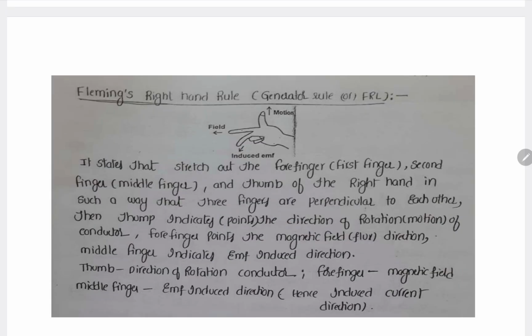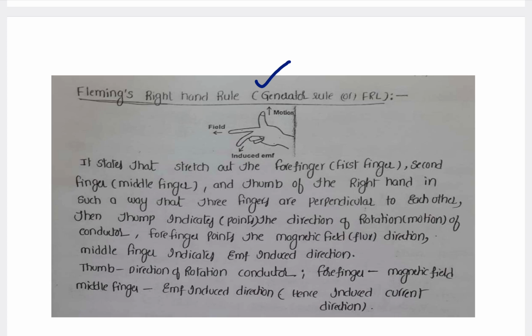The direction of the EMF induced in a conductor or coil we determine with the help of Fleming's right hand rule. So three things are there: one is the flux direction, another is the conductor rotation or motion direction, and the other one is the EMF. If I know the magnetic field direction and the direction in which the conductor is rotating, then I can determine the induced EMF direction. So this is Fleming's right hand rule.